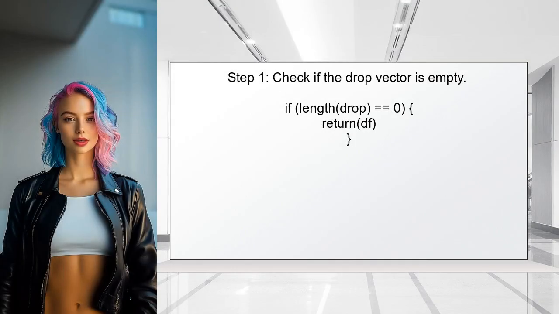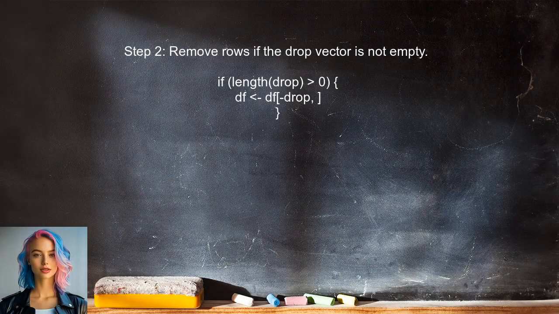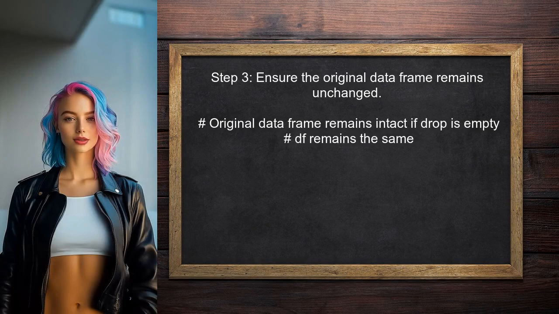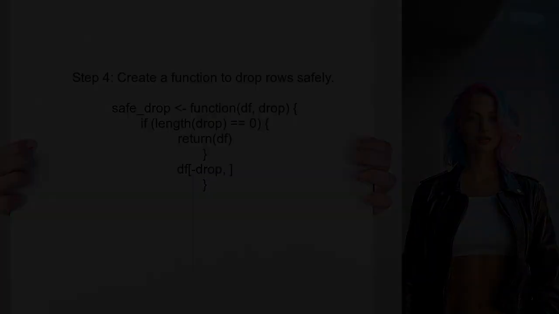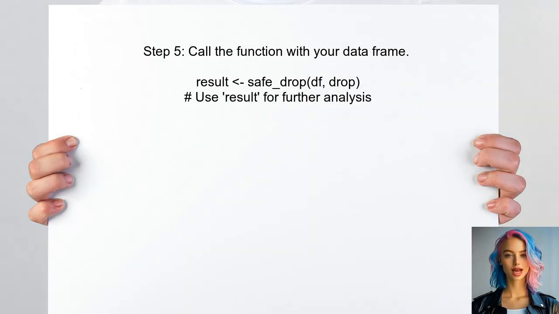To address the user's issue, we need to check if the drop vector is empty before attempting to remove any rows from the data frame. If the drop vector is not empty, we can safely proceed to remove the specified rows from the data frame. This approach ensures that if the drop vector is empty, the original data frame remains unchanged. Now let's put this all together in a function that the user can easily use. Finally, the user can call this function with their data frame and drop vector to safely remove rows as needed.